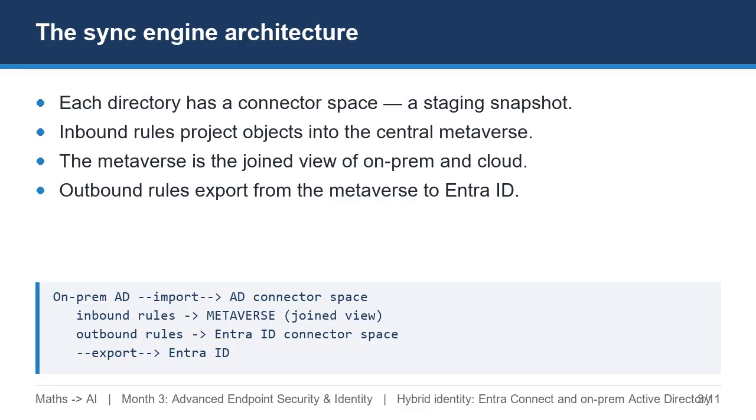The engine is not a simple copy, and understanding it is what separates a real engineer from a guesser. Each connected directory has a connector space, a staging area holding a snapshot of that directory's objects. Inbound sync rules project those objects into a central metaverse, the consolidated view that joins the on-prem user and the cloud user into one record. Outbound rules then export from the metaverse into the Entra ID connector space, and from there to the cloud. When you can picture this pipeline, you can reason about exactly why an attribute did, or did not, flow.